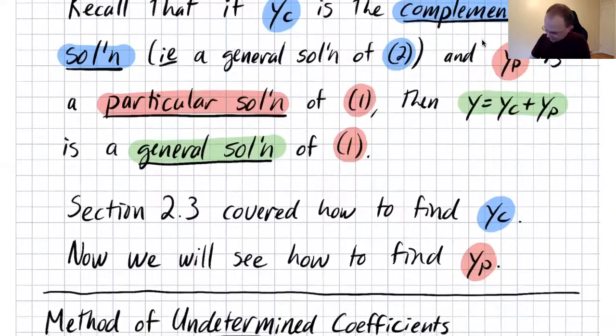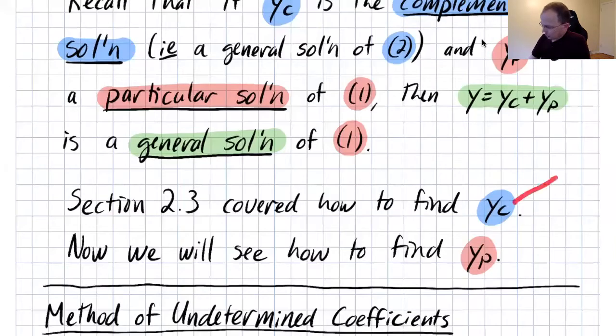In section 2.3, we talked about this, so we know how to do this from section 2.3. Recall that we write down the characteristic equation, we find the roots of that polynomial, and then those roots tell us precisely what the complementary solution is. It's very straightforward. So now the last piece is how to find this particular solution.